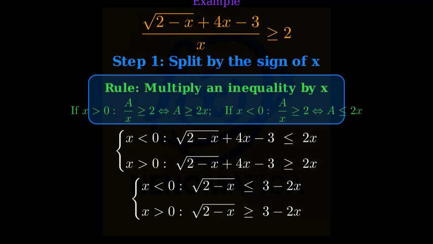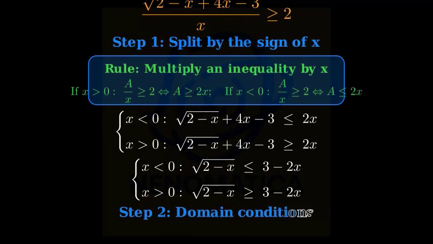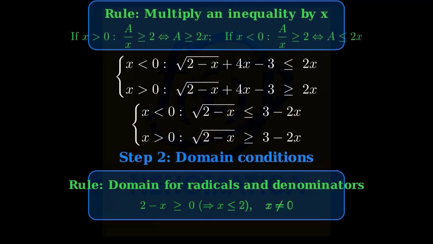For x less than 0, we get square root of 2 minus x is less than or equal to 3 minus 2x. For x greater than 0, we get square root of 2 minus x is greater than or equal to 3 minus 2x. Step 2. Impose domain conditions. The expression under the square root must be non-negative and the denominator cannot be 0. That gives x less than or equal to 2 and x not equal to 0.